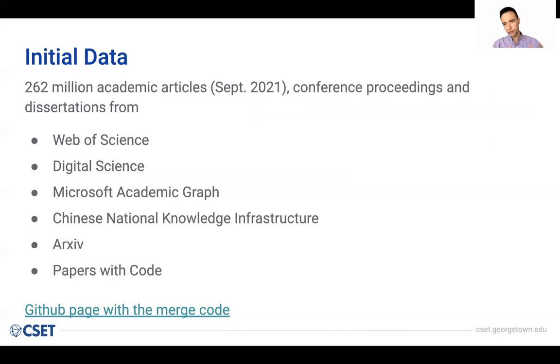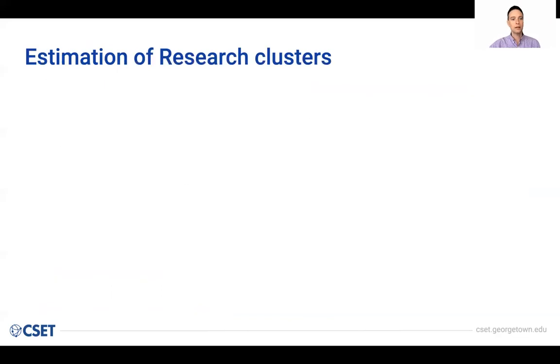We merge all this data together and deduplicate it. And in the end, we have 262 million academic articles. If you're interested in how we did it, we have a link to our GitHub page, so you can see all the details yourself. Next, I want to talk about estimating research clusters.